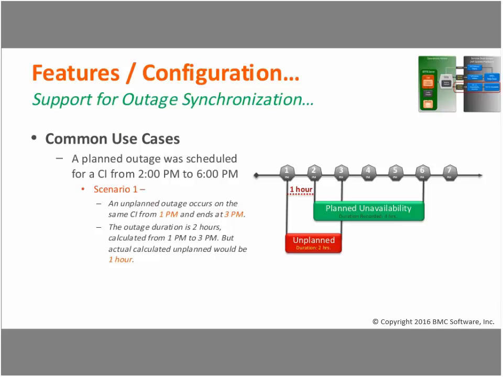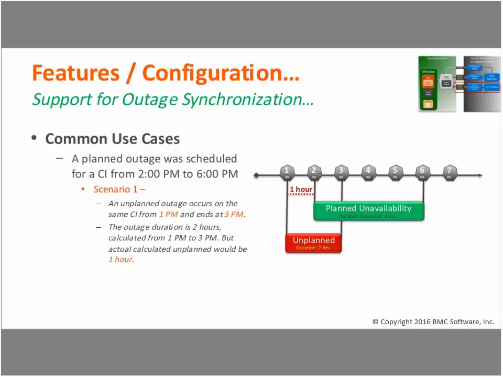So let's just take a look at a few scenarios that tie around an outage. This use case is just an example, but it sets the stage for understanding the benefit of having an unplanned outage coordinated with a planned unavailability. So in this use case, we have a planned outage that was scheduled for a CI from 2 p.m. to 6 p.m. So this is when we had planned to take the CI down to do some work on it. So that's a known window of time. And what happens is 1 hour prior to that, at 1 p.m., that CI actually goes down.